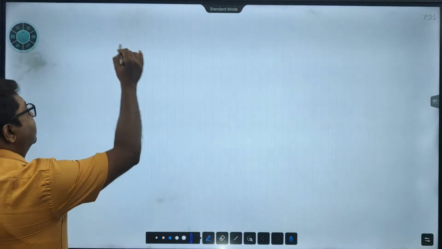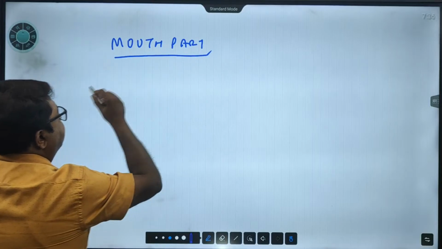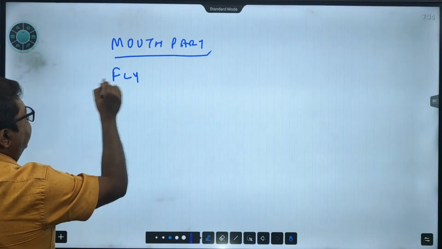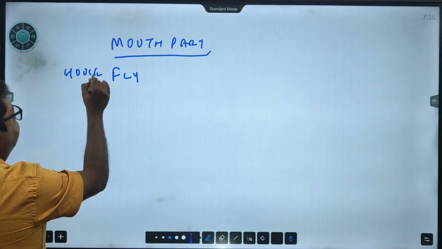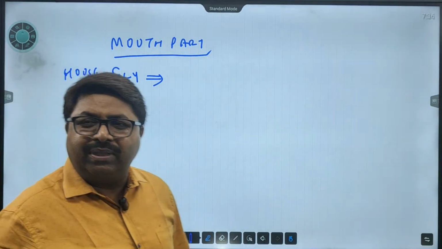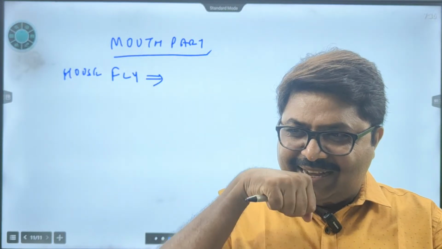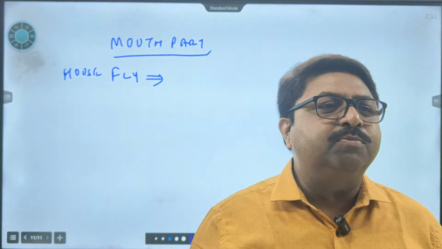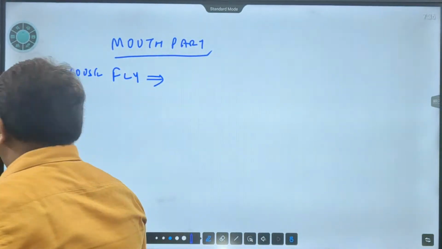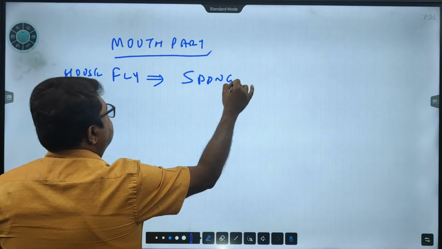So let me talk about some of the mouth parts. Tell me, if I talk about fly, house fly, when it sits on your body, how does it feel? They sponge your skin, they sponge it, sponging type. So what kind of mouth parts? The mouth part of housefly is sponging type.